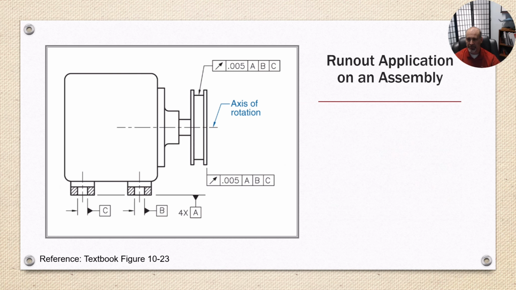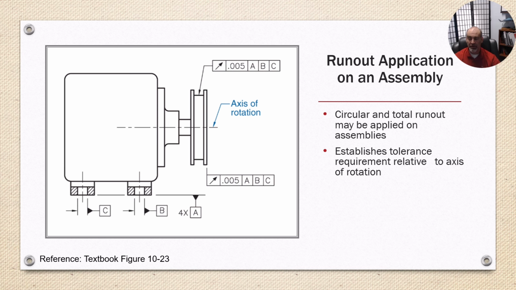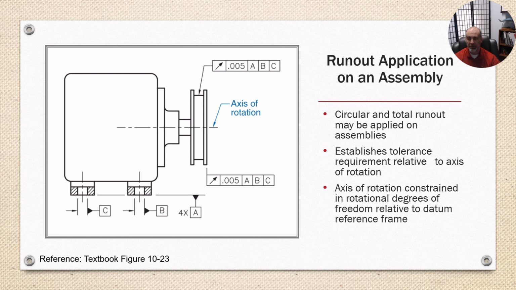Okay, runout applications on assembly. Circular runout may be applied to assemblies. It establishes a tolerance requirement relative to the axis of rotation. In this case, it's a motor with a pulley on it. The axis of rotation is constrained in rotational degrees of freedom relative to the datum reference frame, and the reference datums do not constrain translational degrees of freedom. So it's only on the surface itself.